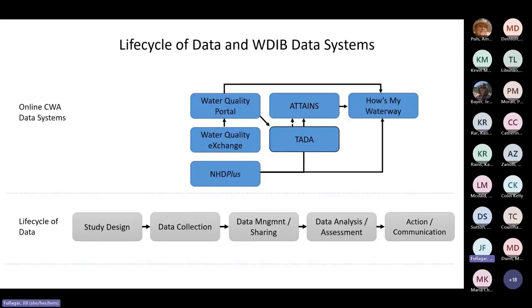So one example that I'll just give, because it's something that I'm familiar with in my work, is how the data is used in the water quality assessments. So through the life cycle of your data, you've got your study design and collection, the sharing and the data analysis. And then the last step is that action and communication piece. You want this data to be used for restoration activities or for regulatory actions or decision making of some kind. So how do we get to that place?